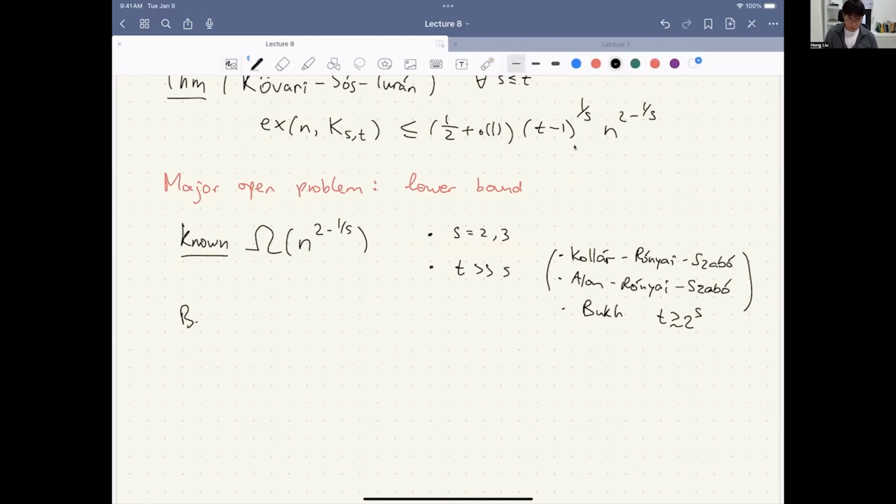I think the best bound for K for 4, as I said, the upper bound is n to the 2 minus 1 over 4. And for the lower bound, we have nothing better than the tight lower bound for K33-free graphs. Right?